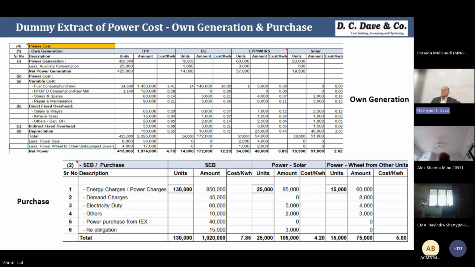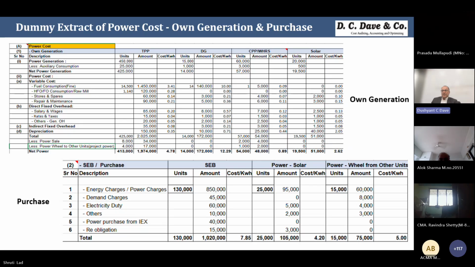Now, I've given you a little dummy extract of the power cost. You can see how the power cost has been split on generation and purchase. Let us first understand the on-generation section. A company can generate power through multiple sources.